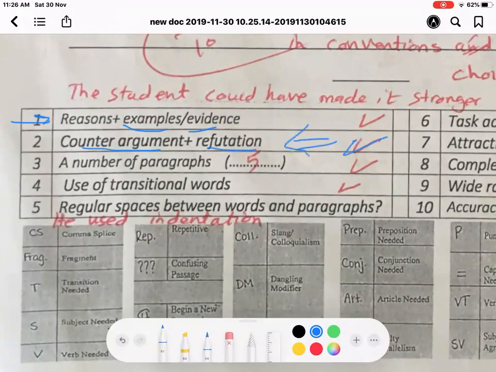But he should have mentioned the counter argument in the thesis statement in the end of the introduction body. The number of paragraphs is 5, which is perfect. Also, this is what I told the students to write. Use of transitional words, perfect, except for this body 1 paragraph, the word furthermore, he should have said something else. So also I can't deduct him for this as well.